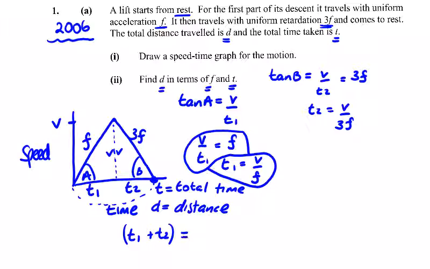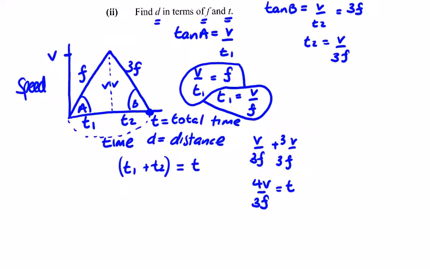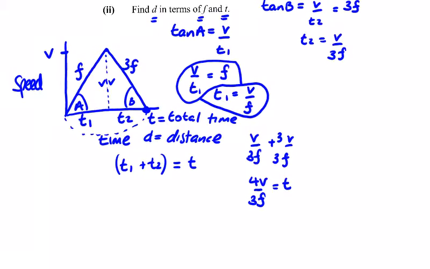So t1 and t2 added together gives t, and if we add our two together, we get v over 3f for t2 plus v over f for t1. If we imagine this was 3v over 3f, it would still be v over f. So we now have the same denominator, so we have 4v over 3f is equal to t. And half the base by the height is equal to the distance.